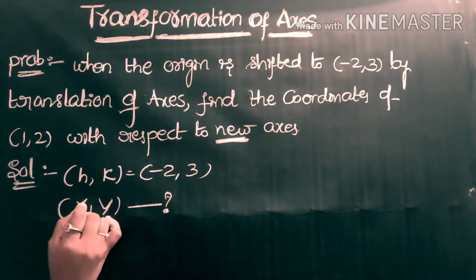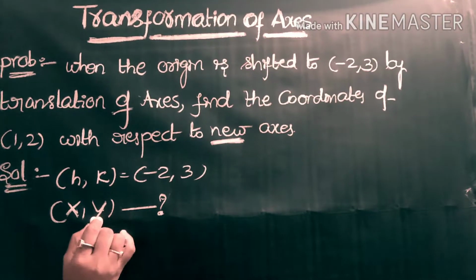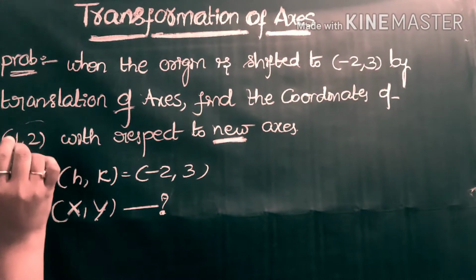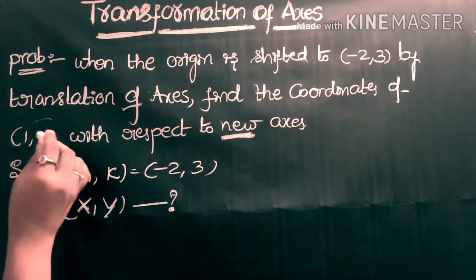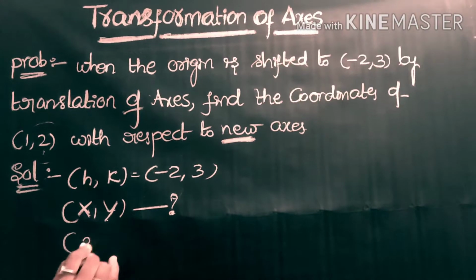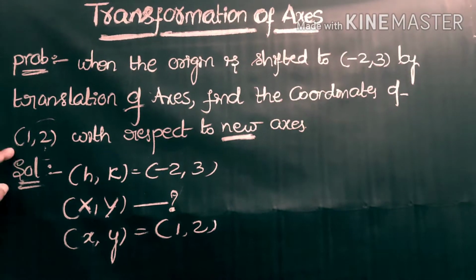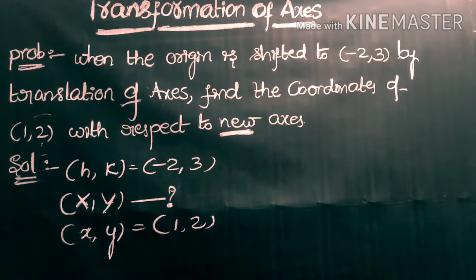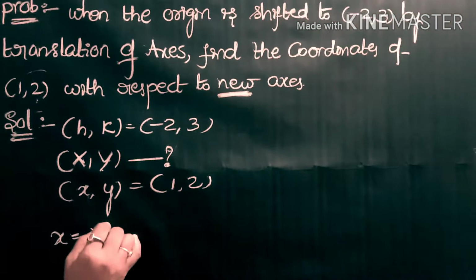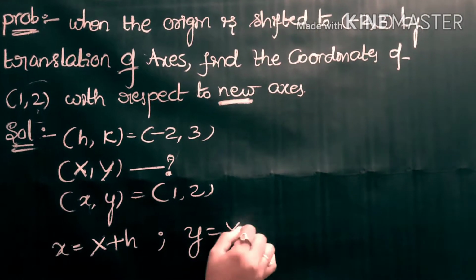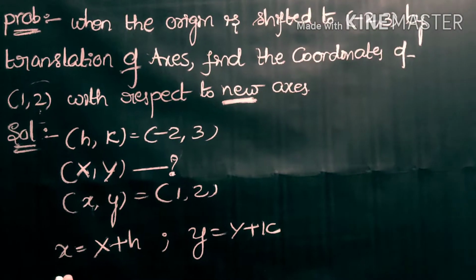With respect to the new axis means the coordinates are capital X, capital Y. Now we have to find these values. The point 1 comma 2 is given in the old coordinates, so it is taken as small x comma small y. So small x comma small y is equal to 1 comma 2. The formula is small x is equal to capital X plus h and small y is equal to capital Y plus k. Now we substitute the values.